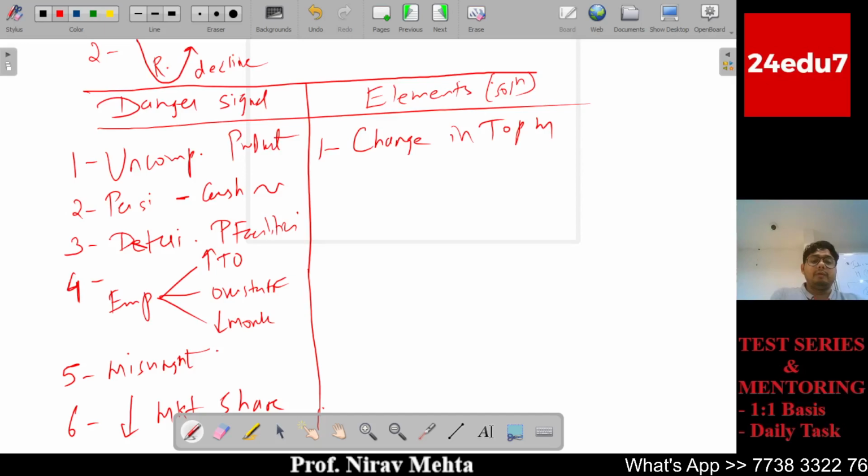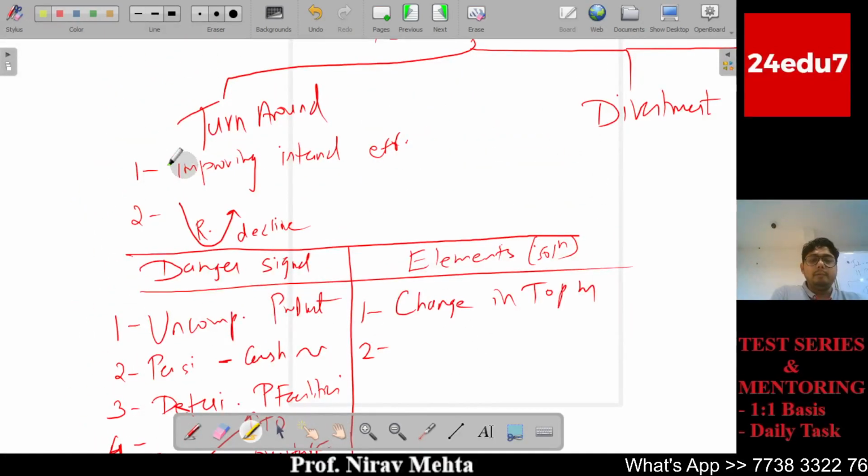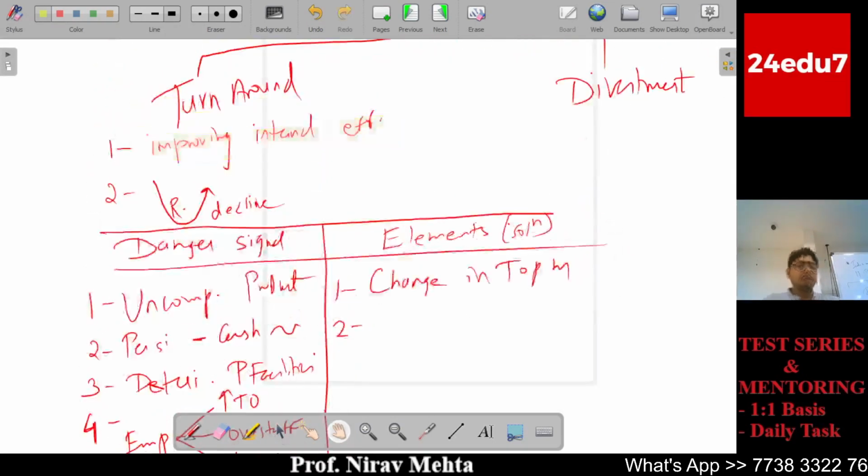Now listen, the second point, very important. Improving internal efficiencies. Yes or no? Improving internal efficiencies. That means we have to improve our internal things better. So same thing here. Improving internal coordination. Your internal coordination, your communication should be very good.